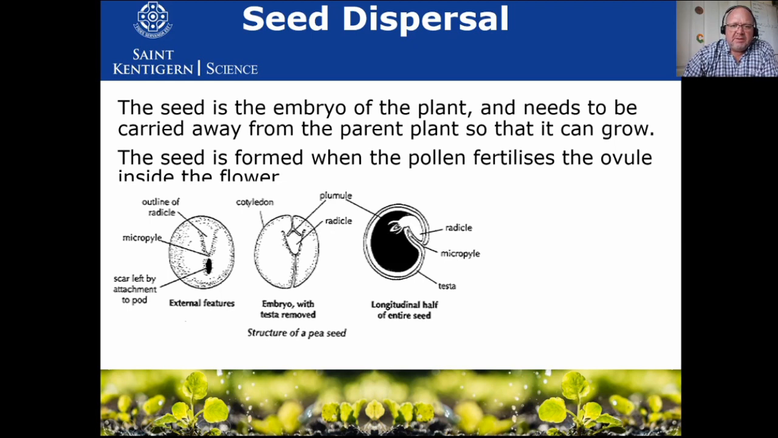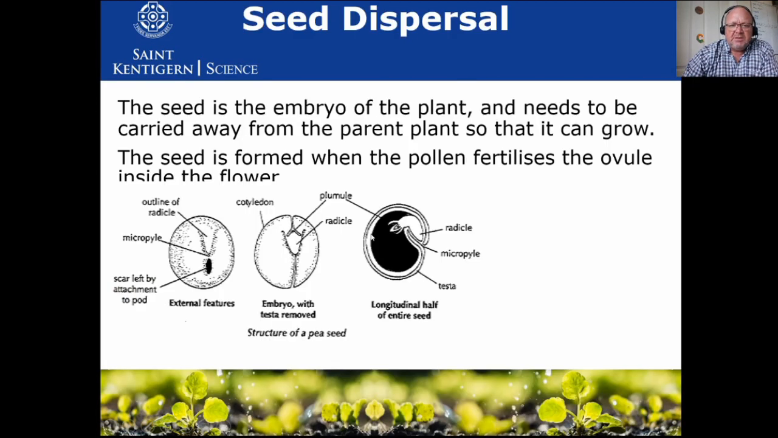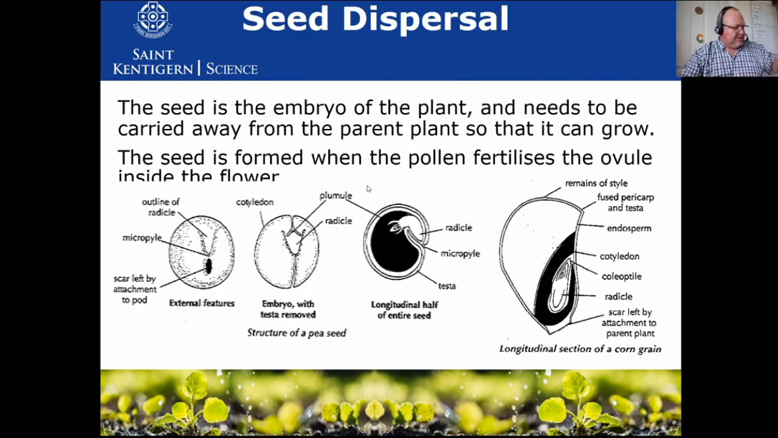So when you look at a plant, especially when you eat a peanut, you will see how this works. Okay, so on page 148 is where you need to fill in all of those. The other one that you need to look at is the scar left by the attachment of the pod.